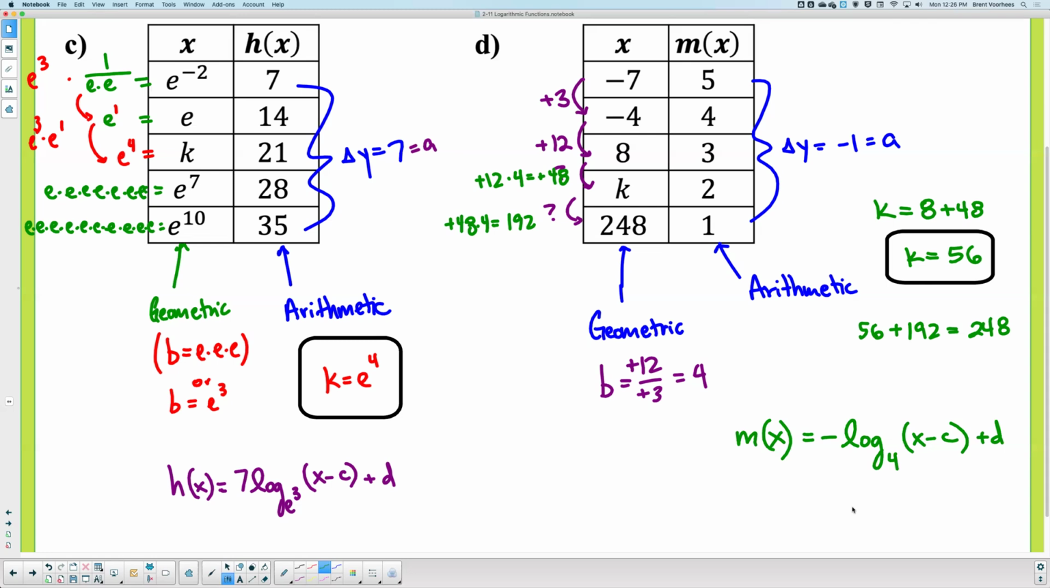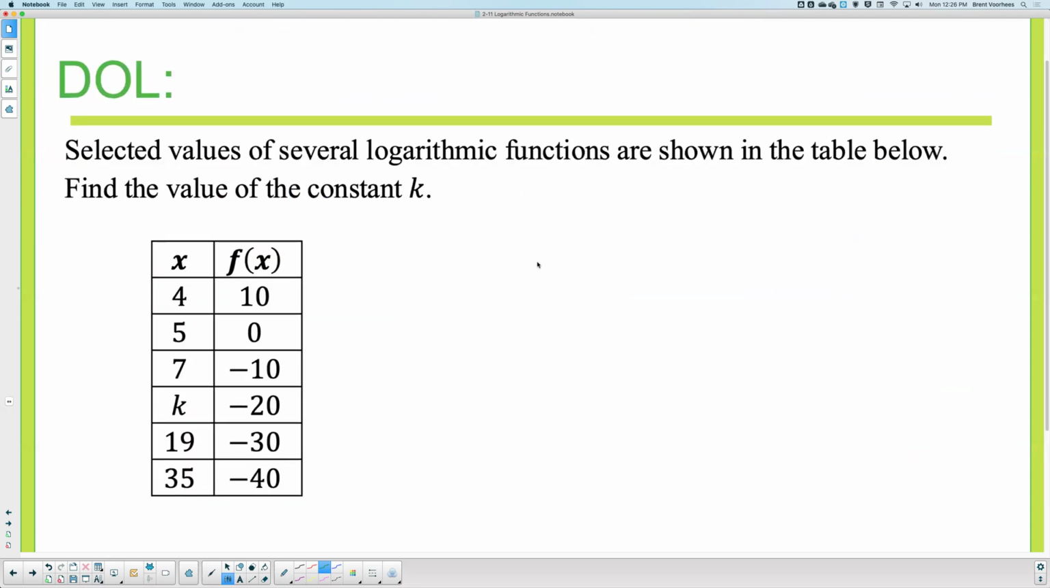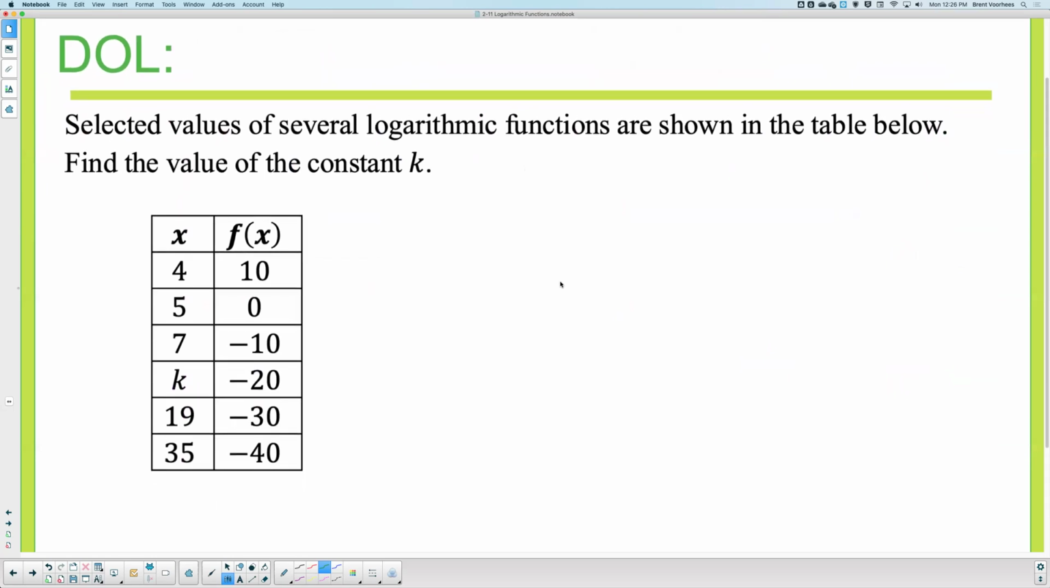Okay, you've seen me do the important things here. If possible, do a change of. This column I couldn't do a change of on, but always look to do that and then find out your values. I want you to try this DOL, okay? We're going to call this DOL number 3.